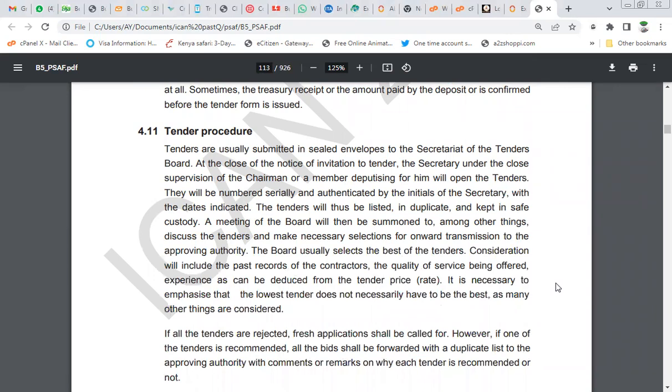Tenders are usually submitted in sealed envelopes to the secretariat of the tender board. At the close of notice of invitation to tender, the secretary, under the close supervision of the chairman or any member deputizing for him, will open the tenders. They will be numbered serially and authenticated by the initials of the secretary with the dates indicated. The tenders will thus be listed in duplicate and kept in safe custody. A meeting of the board will then be summoned, among other things, to discuss the tenders and make necessary selection for onward transmission to the approving authority. The board usually selects the best of the tenders.